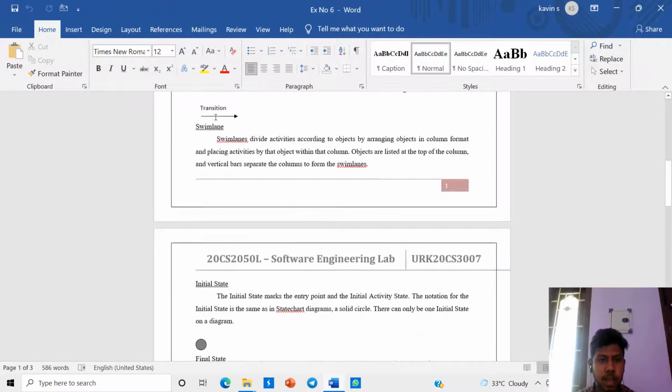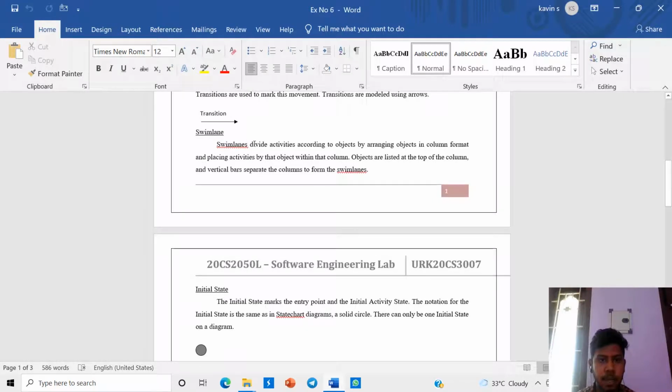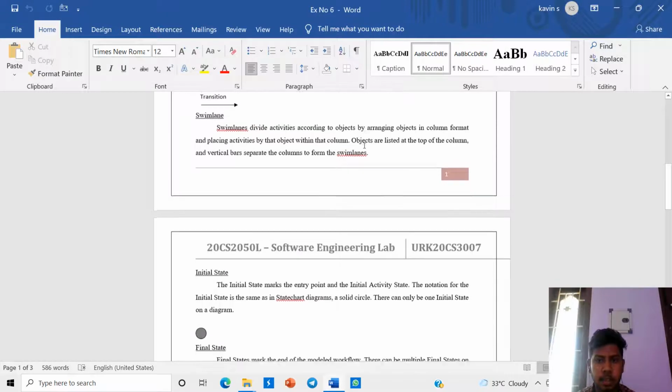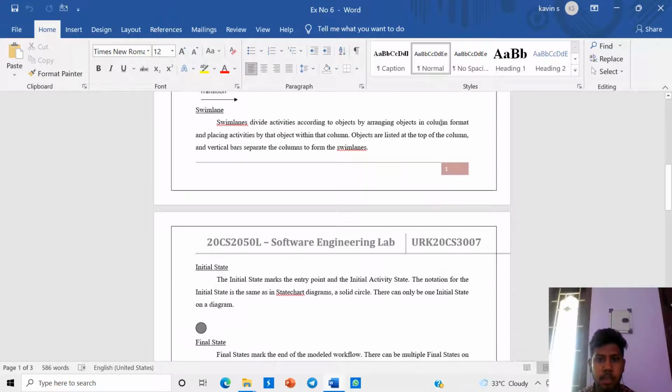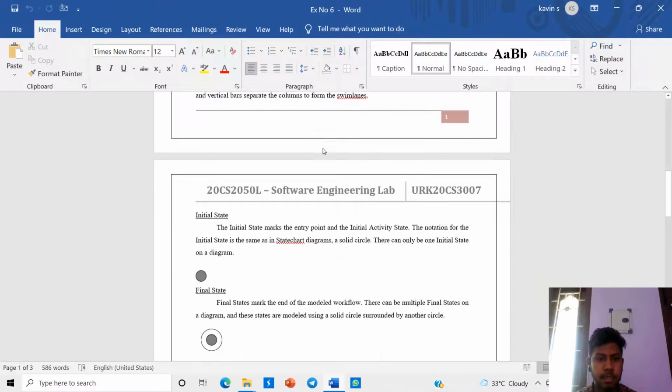This is a transition arrow. A swimlane divides the activities according to the object, arranging objects in a column format and placing the activities by an object within its column. Objects are listed at the top of the column, and vertical bars separate the columns to show a streamlined flow.